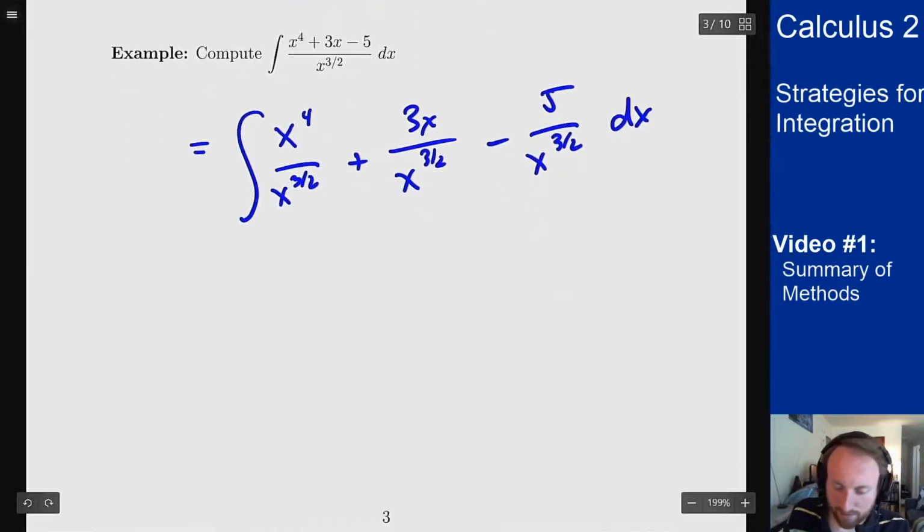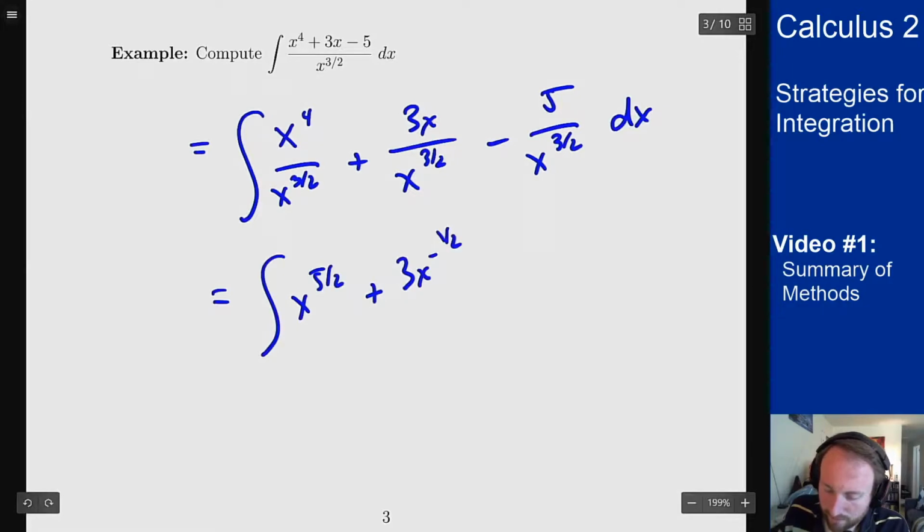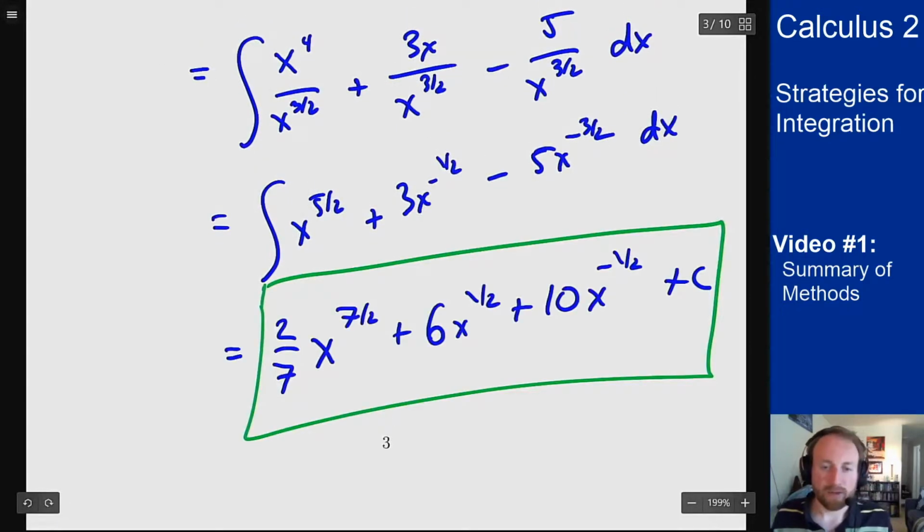And I can simplify this out. 4 is 8/2, so this is x to the 5/2, plus 3x to the minus 1/2, minus 5x to the minus 3/2. And now these are all integrable, and I get that from the antiderivative.